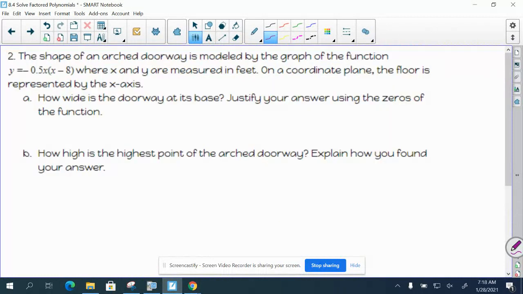All right. Next question. The shape of an arched doorway is modeled by the graph of the function y equals negative 0.5x times x minus 8, where x and y are measured in feet. On a coordinate plane, the floor is represented by the x-axis. So it says coordinate plane. Let's go to Desmos and get an idea of what this looks like, because I think it's really important to see what this graph looks like and how it's actually modeling an arched doorway.